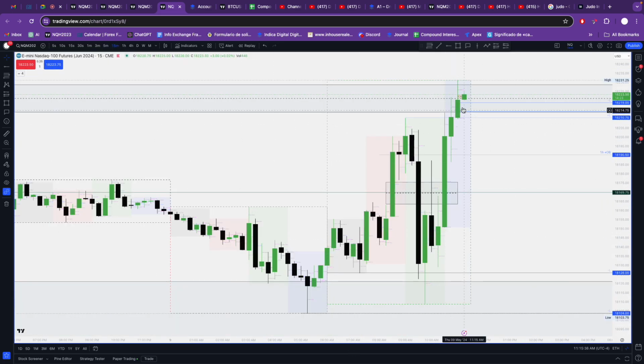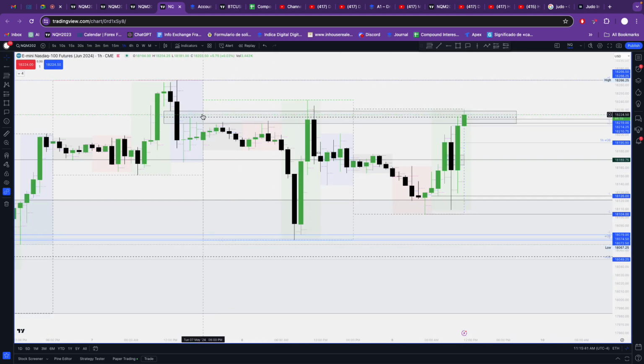One, two, three, four. This will be the fifth one on the 15. Hourly, still playing around with this fair value gap here. We have some buy side up here if we can.